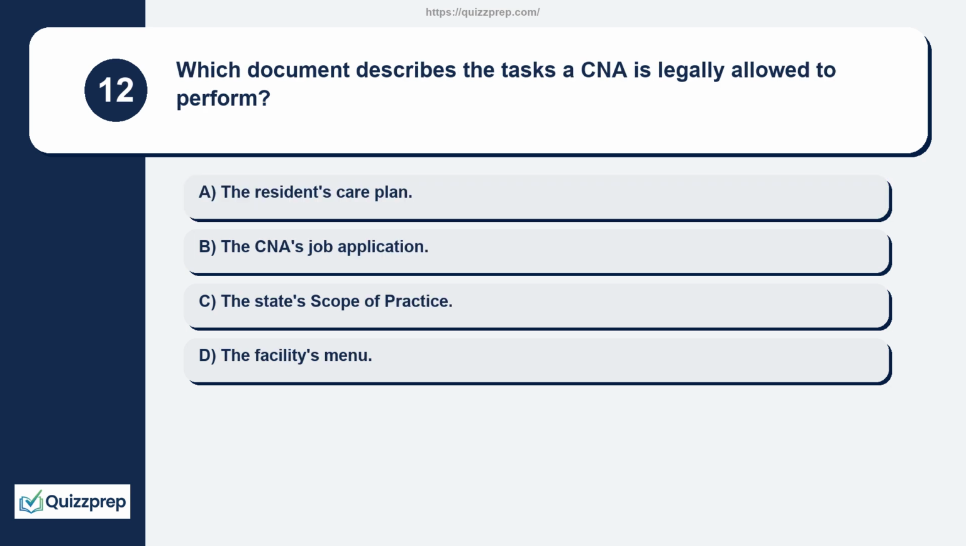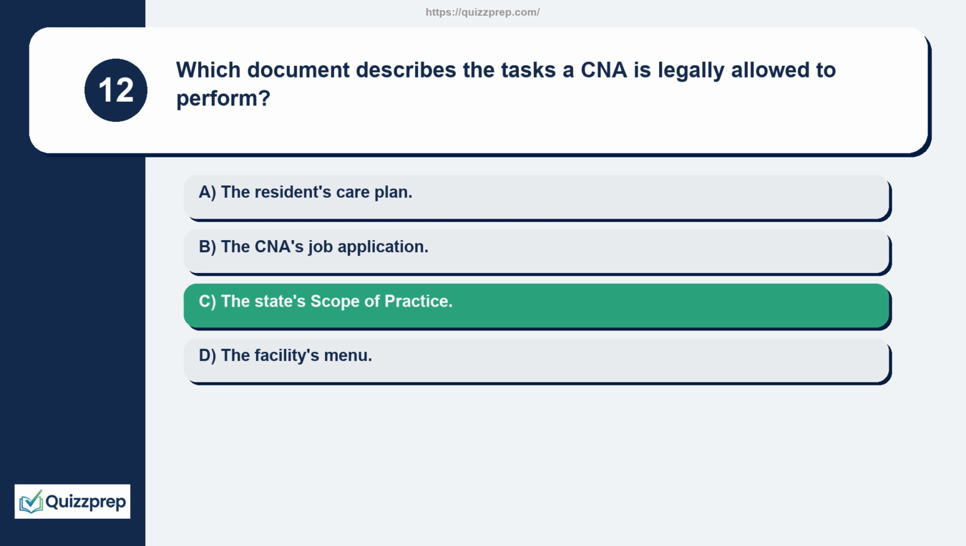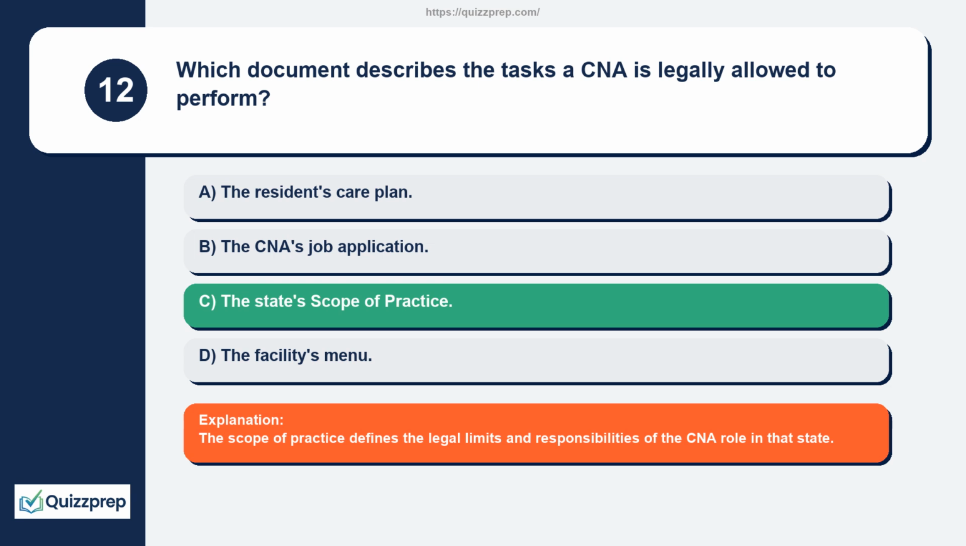Question 12. Which document describes the tasks a CNA is legally allowed to perform? The resident's care plan, the CNA's job application, the state's scope of practice, the facility's menu. The scope of practice defines the legal limits and responsibilities of the CNA role in that state.